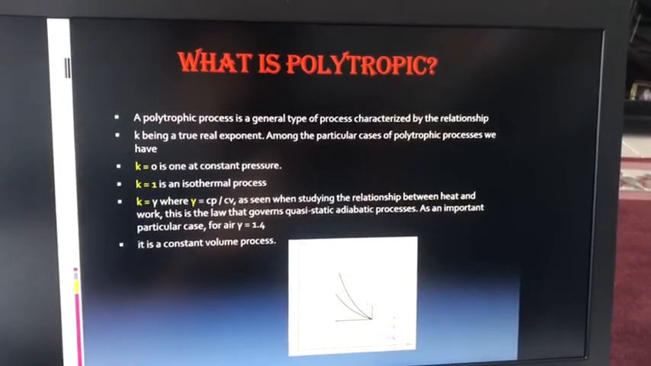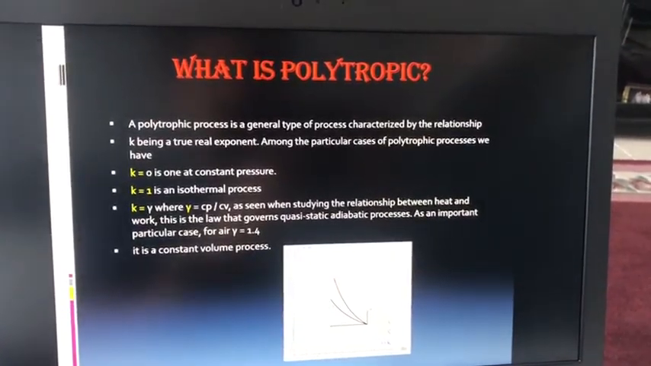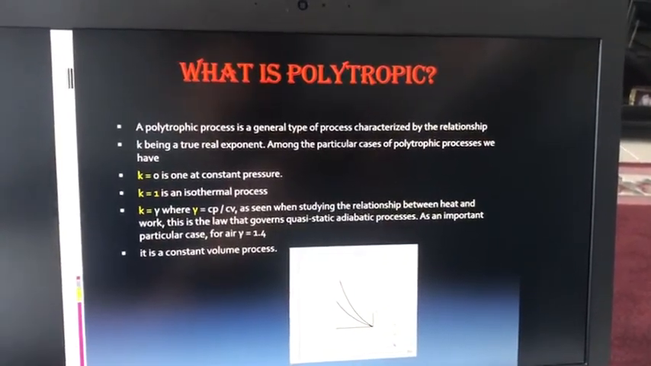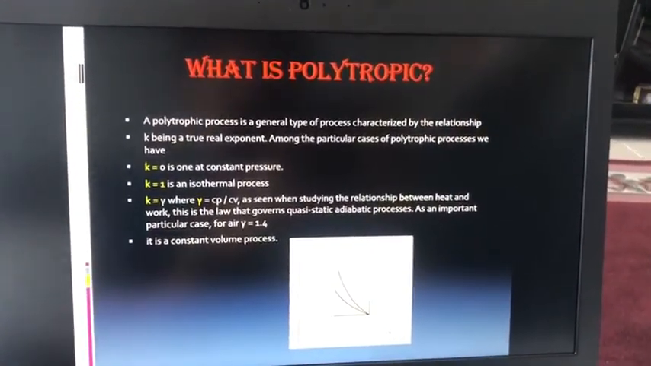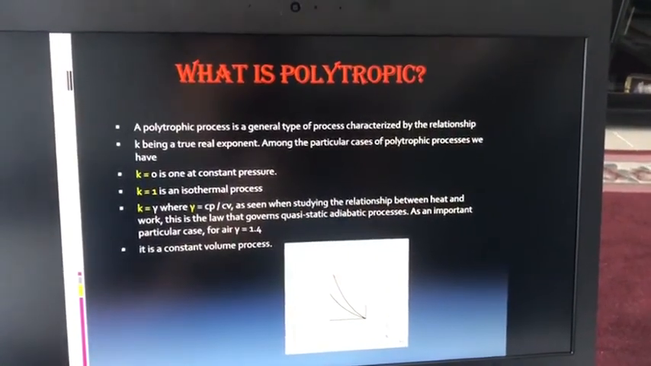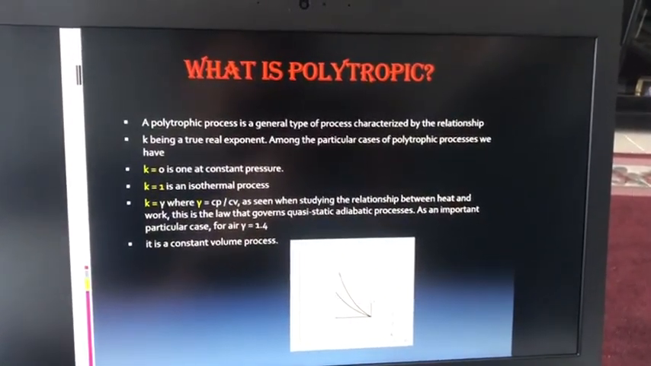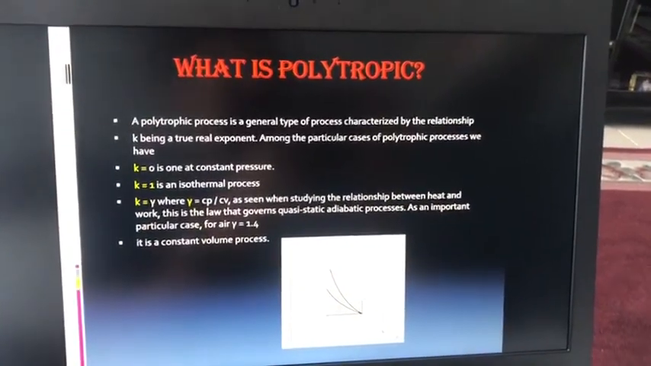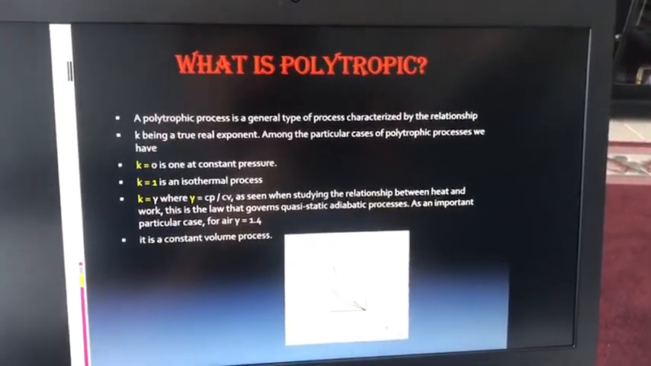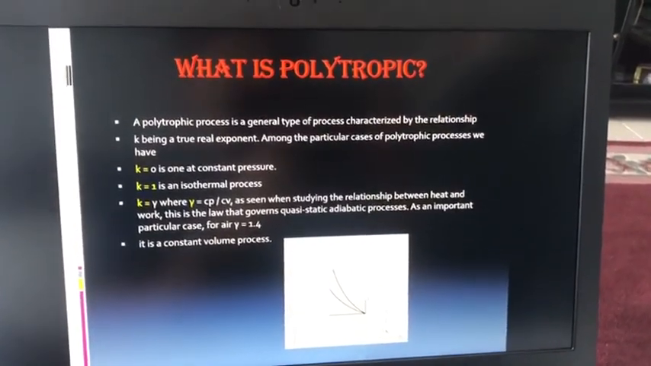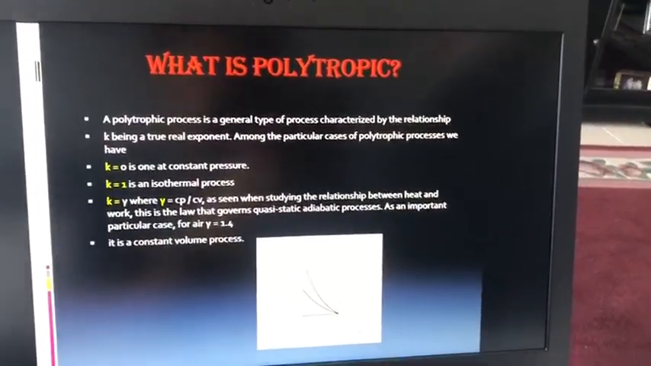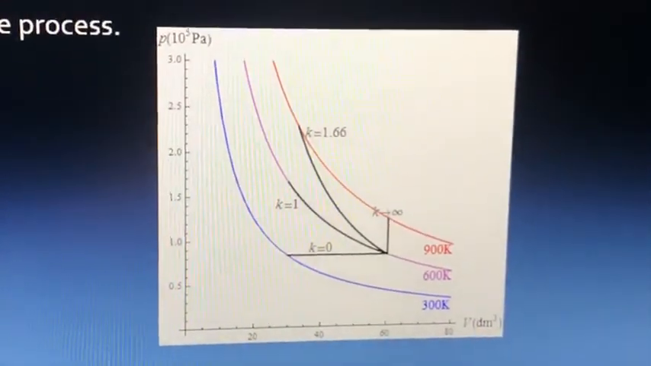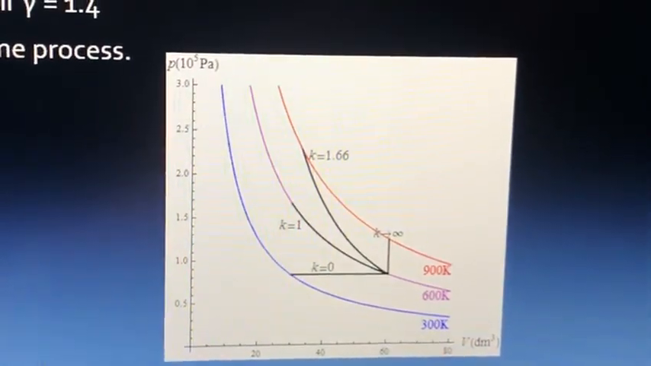Gamma equals Cp divided by Cv, as seen when studying the relationship between heat and work. This is the law that governs quasi-static adiabatic processes, as important particular cases. For gamma equal to 1.4, as you can see here in the figure image.